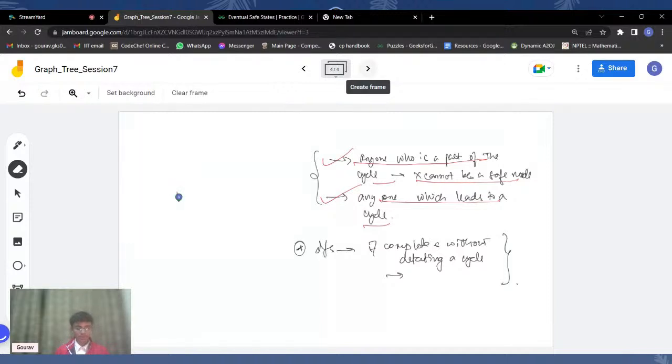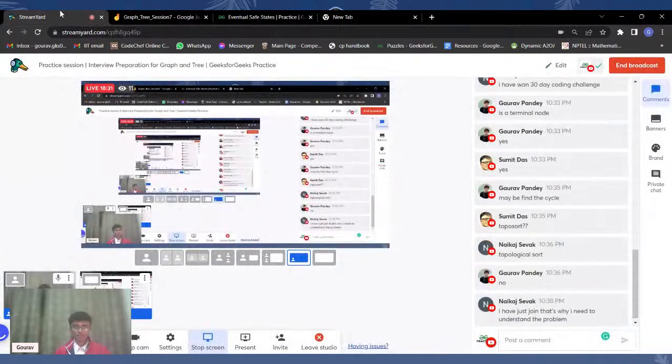Let's see, this is 1, this is connected to 2, and then this is connected to 3, this is connected to 4, and this is connected to 1. Let us say there is another node 5 which is connected like this, and another node 6 which is connected to 5. So in that case, can anyone tell me whether 5 and 6 will be safe nodes or not? Can anyone tell?